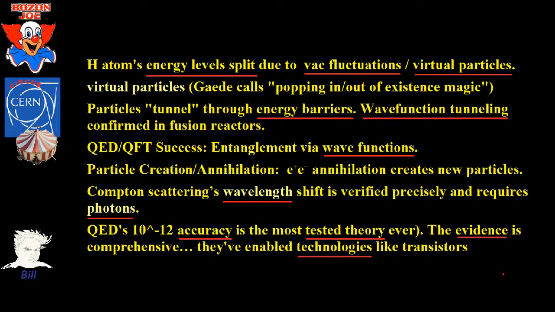Okay, here's another thing that he raises, the virtuals. Okay, he says H atoms energy level split. An energy level splits? What is an energy level? How can you split a concept? To vacuum fluctuations. The vacuum fluctuates? I thought the vacuum was nothing. How can the vacuum fluctuate? And the way they do it, they introduce virtual particles. Particles that come in from heaven, I guess.